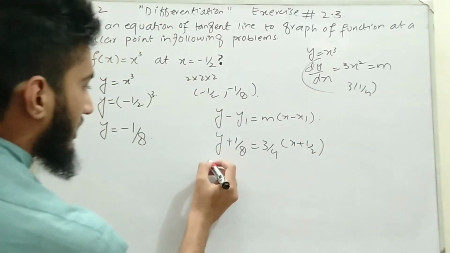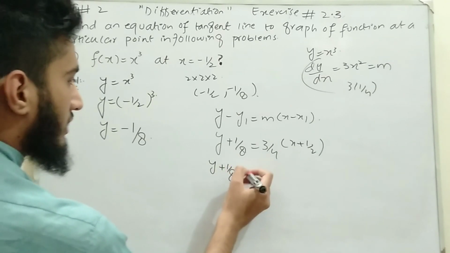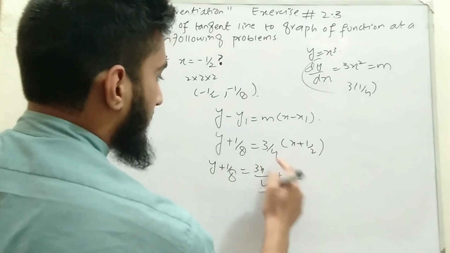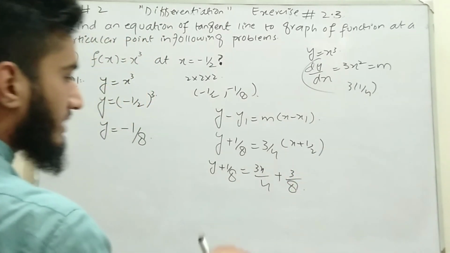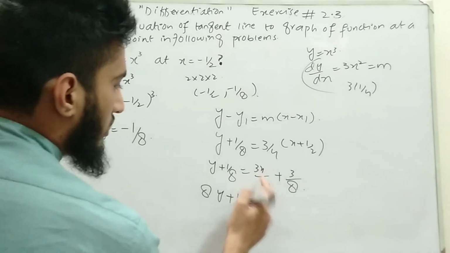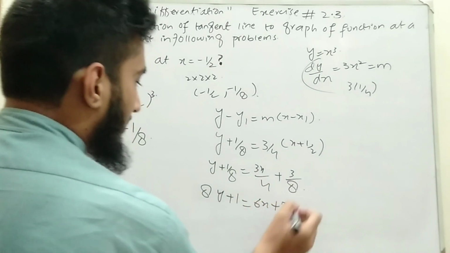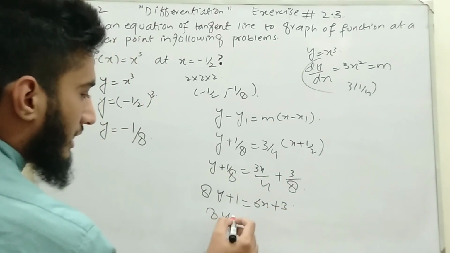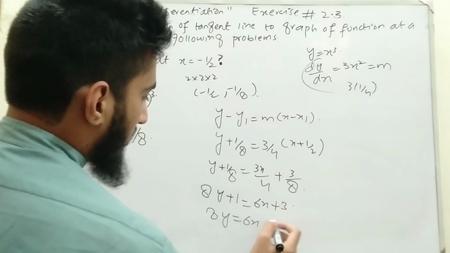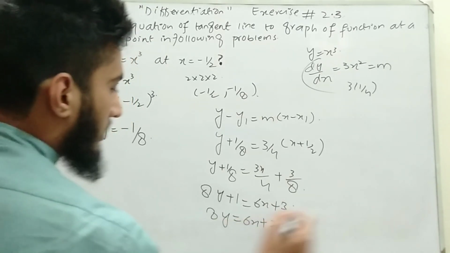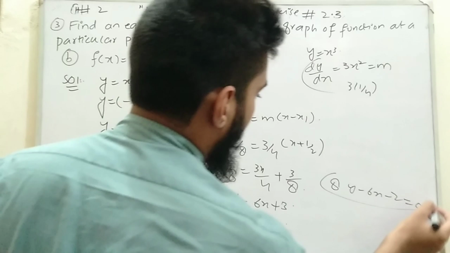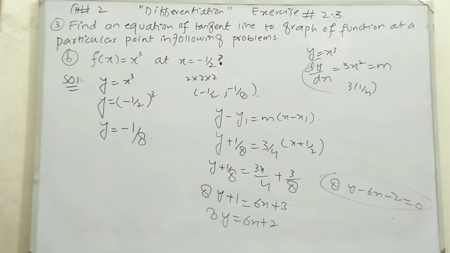Now after simplification, it becomes y plus 1 over 8 is equal to 3x divided by 4 plus 3 multiplied by 1 gives us 3, and 4 multiplied by 2 gives us 8. Now multiplying both sides by 8, it becomes 8y plus 1 is equal to 6x plus 3. Now by simplification, it becomes 8y is equal to 6x, and shifting 1 to the right hand side, it becomes 3 minus 1, which gives us plus 2. So 8y minus 6x minus 2 is equal to 0. This is the equation of the tangent line for part B.